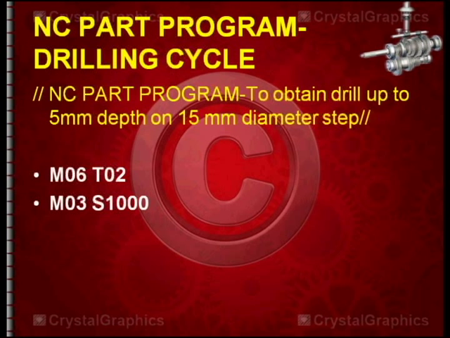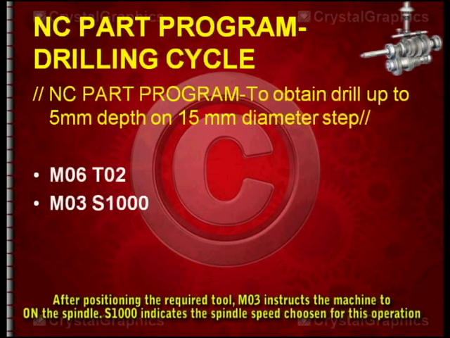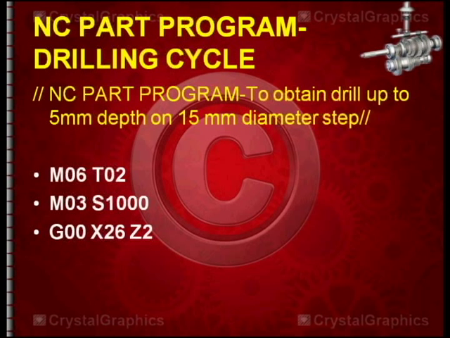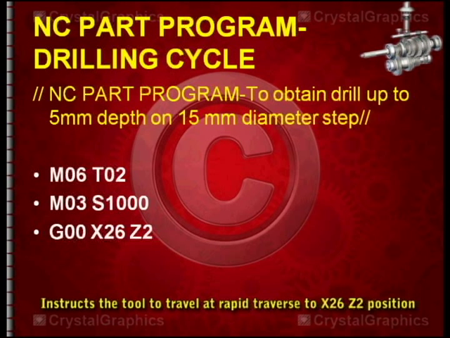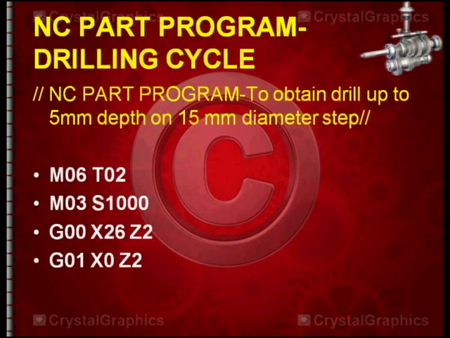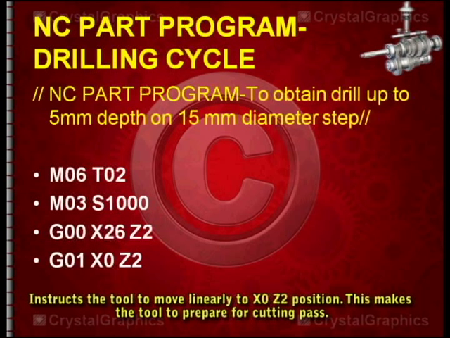M03 S1000. After positioning the required tool, M03 instructs the machine to switch on the spindle, and S1000 indicates the spindle speed chosen for this operation. G00 X26 Z2 instructs the tool to travel at traverse to X26 Z2 position. G01 X0 Z2 instructs the tool to move linearly to X0 Z2 position. This makes the tool prepare for the cutting pass.